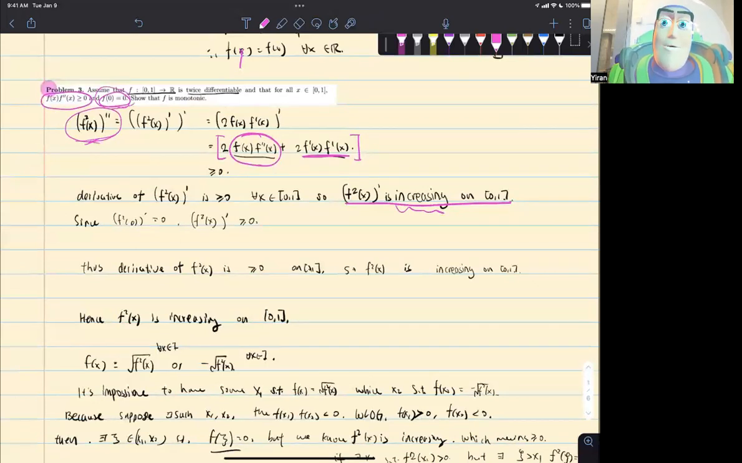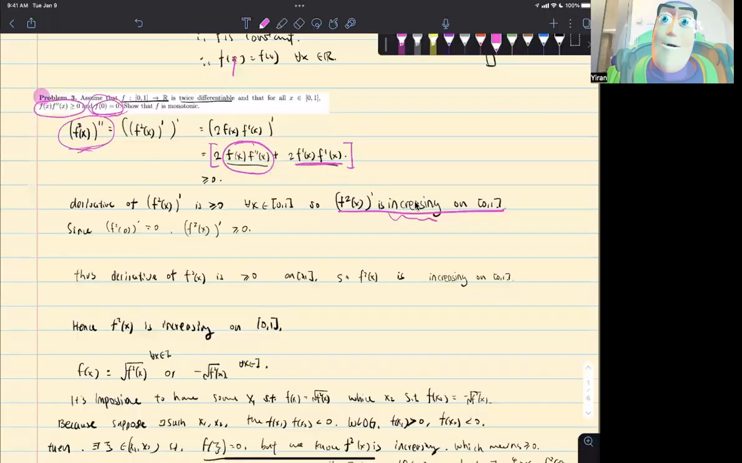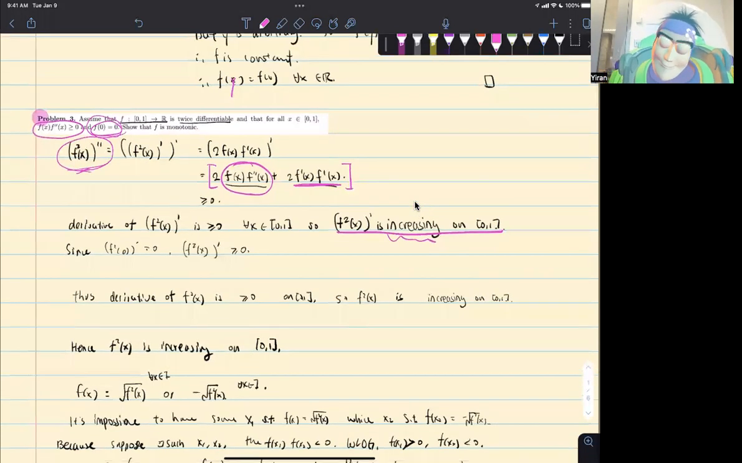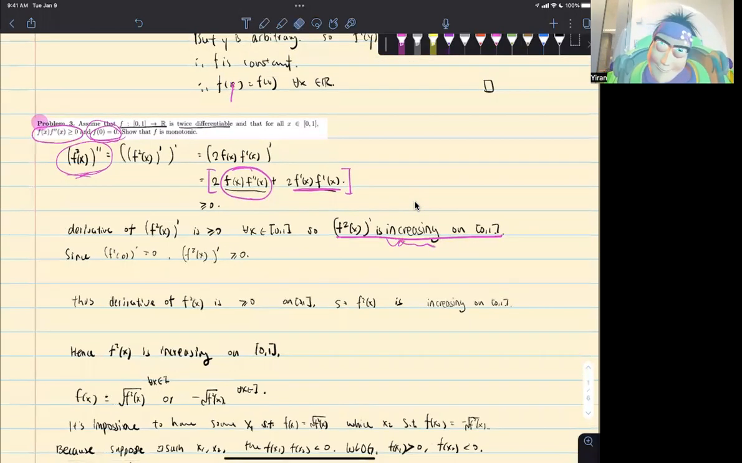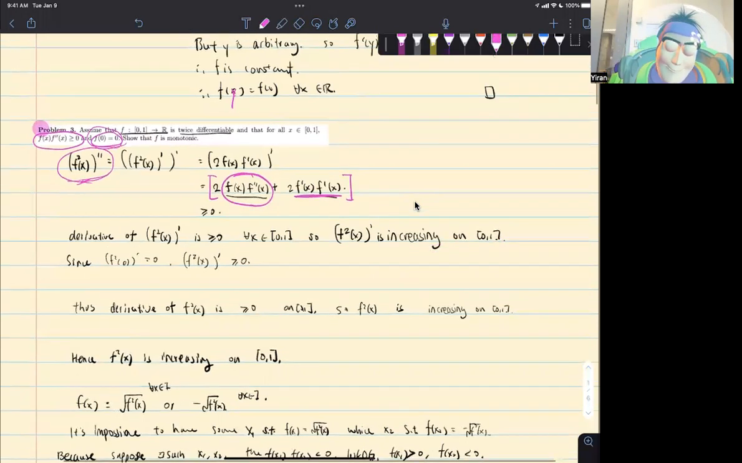Let me pause the video and then I'll get back to you. Sorry about that. So I'm back. I didn't say anything wrong, but I kind of interpreted my notes incorrectly, and I apologize for that. So the observation we made here is correct. The second derivative of f squared of x is non-negative because of this expression, and this is squared, right?